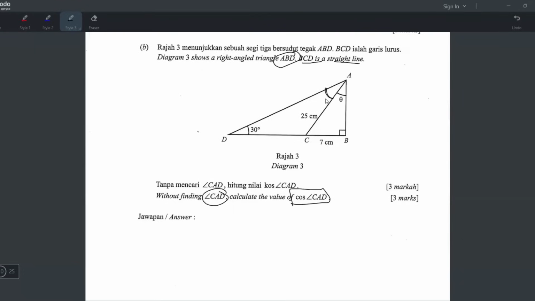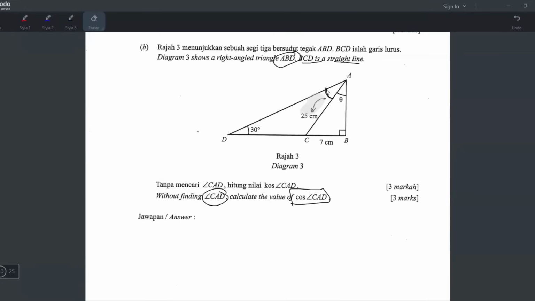Alright, guys, you cannot straight away do it like that, adjacent over hypotenuse. You cannot go like, oh, the adjacent is 25 and then the hypotenuse, you find out the AD. Cannot. You know why? Because this angle is not inside a right angle triangle. That means 25 is not the adjacent, and the hypotenuse is not this line because this is not even a right angle triangle. There is no 90 degrees in this triangle.